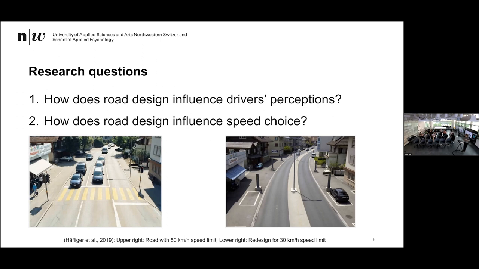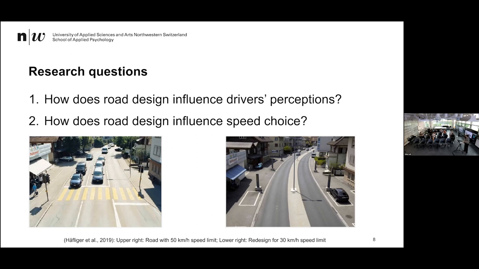And these here are two examples from Switzerland where you see similar road types that have been reconstructed from a more car-oriented, probably faster driving or inspiring faster driving type of road, to a road that's supposed to reduce speeds because of congestion.